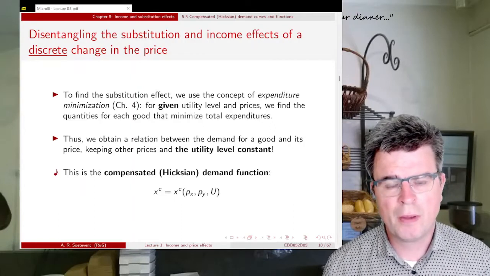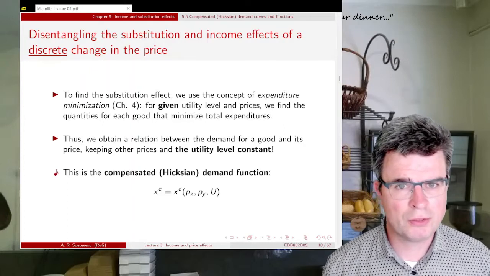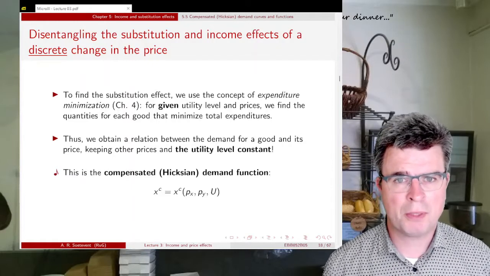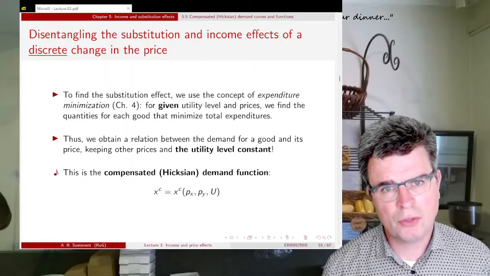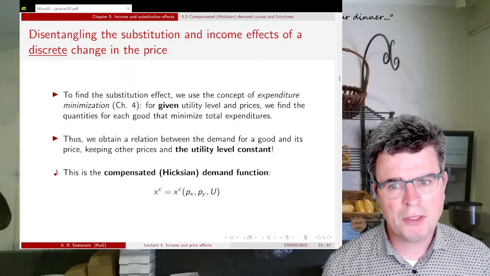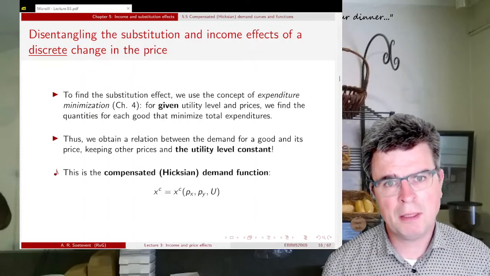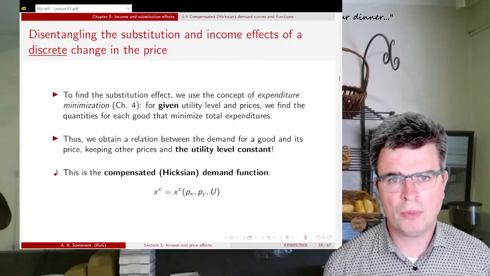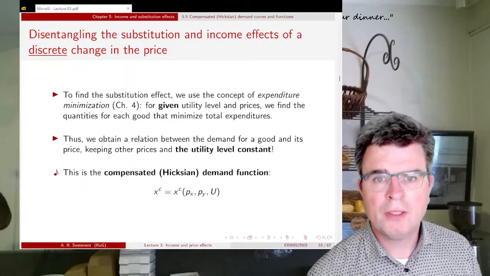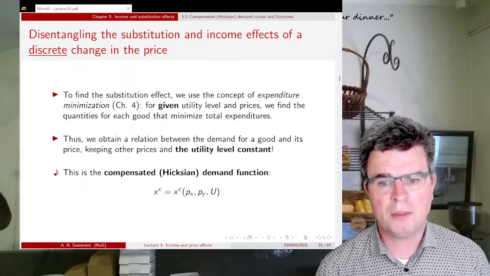original indifference curve. So the appropriate concept to use here is the expenditure function, because the expenditure function gives us how much we need to spend given the prices of the good and, importantly, given the utility level that we want to obtain. So the expenditure function gives us a relation between the demand for a good and its price, keeping the price of the other goods and the utility level constant. And that relation is represented by the compensated demand function, the Hicksian demand function.